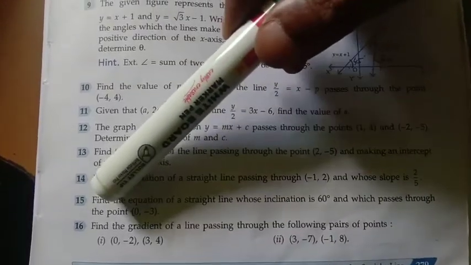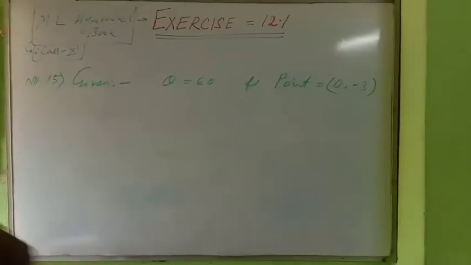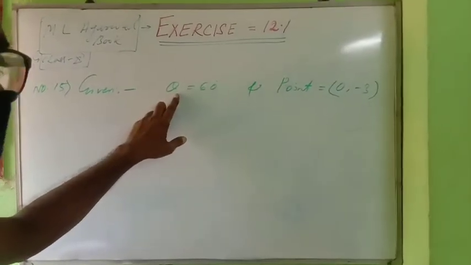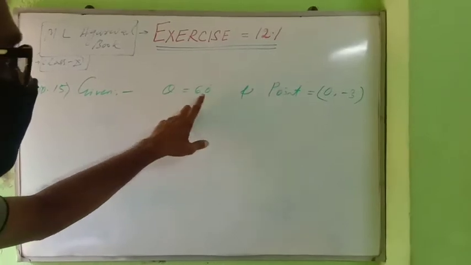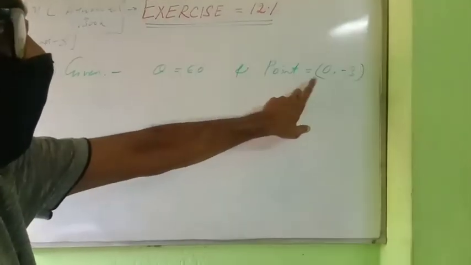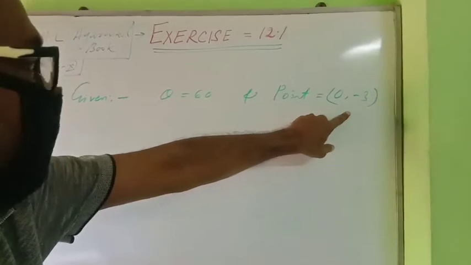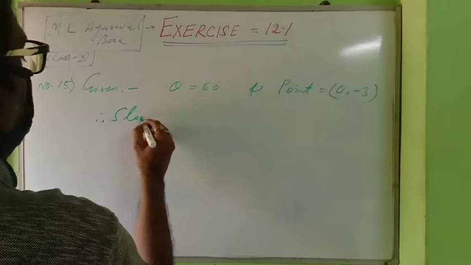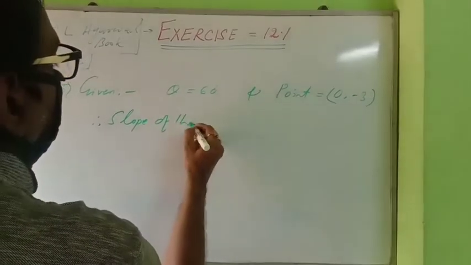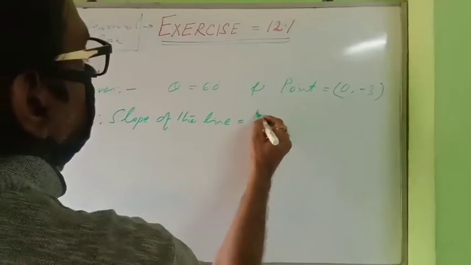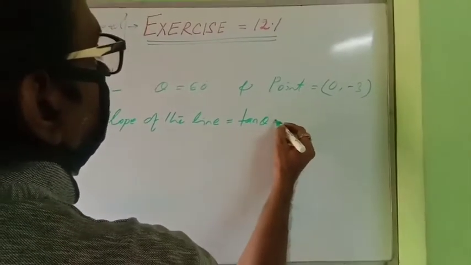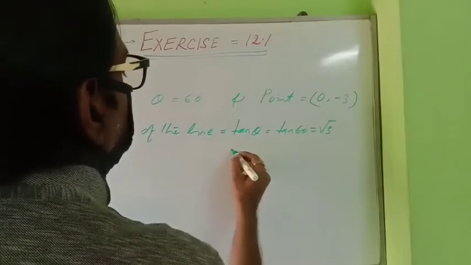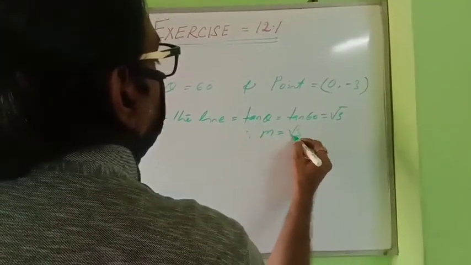Just see the board. Question number 15 is given. Theta is the angle of inclination, given as 60 degrees. A point is given, that is (0, -3). First of all, you have to find the slope of the line. You know the slope formula. The slope of the line is tan theta, that means tan 60 degrees. Tan 60 is how much? Root 3. Therefore, you got root 3.